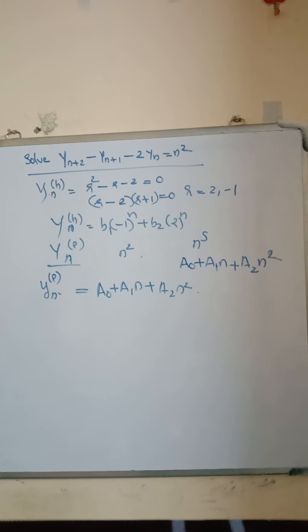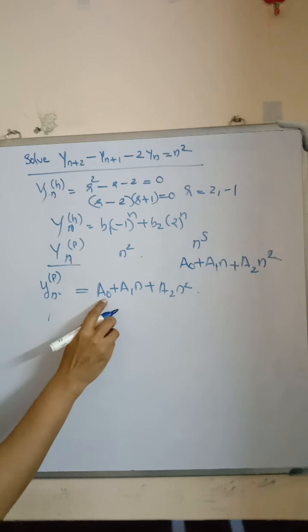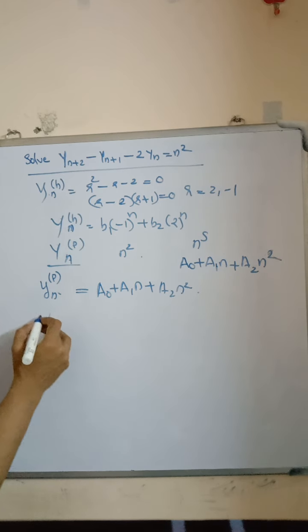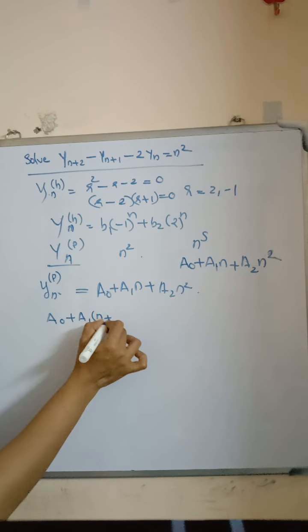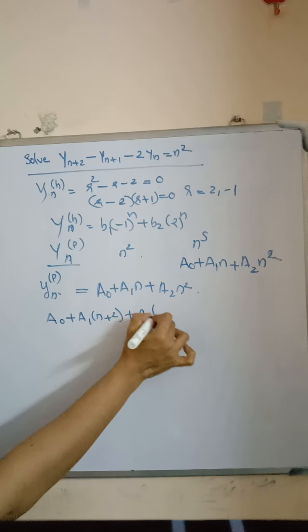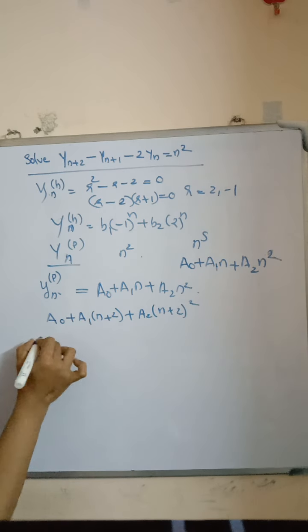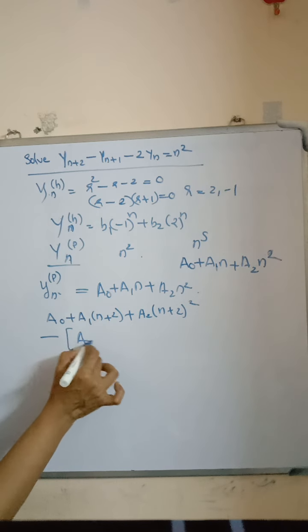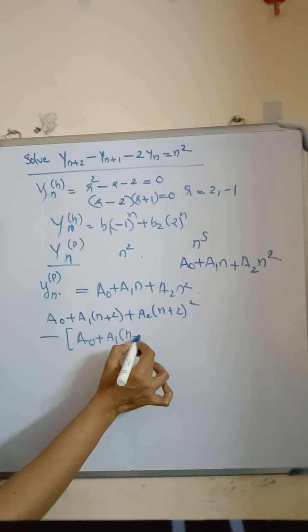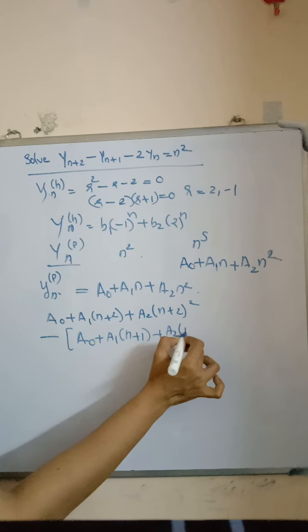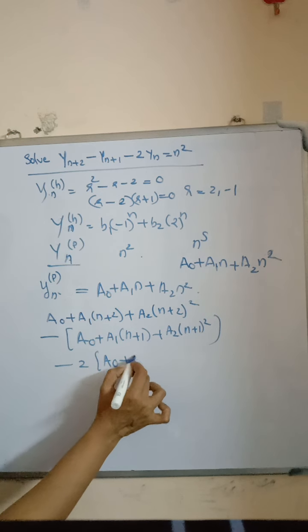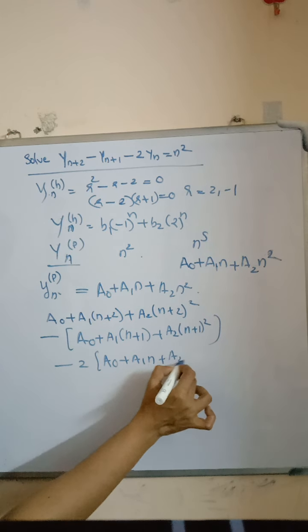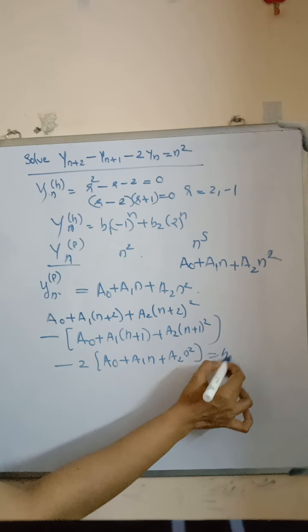Now substitute the values of y n plus 1 and y n plus 2 in this equation. What is y n plus 2? y n is a0 plus a1n plus a2n square. So y n plus 2 is a0 plus a1 into n plus 2 plus a2 into n plus 2 whole square, minus, what is y n plus 1? a0 plus a1 into n plus 1 plus a2 into n plus 1 whole square. Then minus 2 into, what is y n? a0 plus a1n plus a2n square, equals n square.